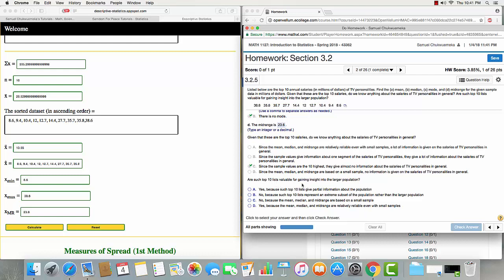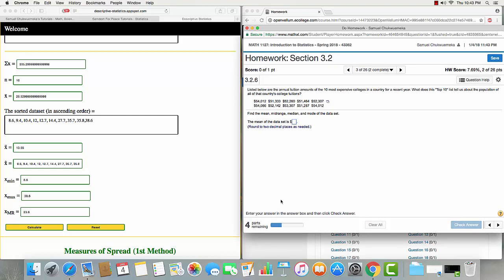But these top 10 lists are just that. If you bring it down over here, you say the top 1%, right? The top 1% control the other 99% based on financial worth. So this top 10 salaries, no, it doesn't give us insight into the larger population. It just gives us information about those people who are really, really rich. Because these are millions of dollars. That's a lot of money. A and D are not correct. So I would go with B, because such top 10 lists represent an extreme subset of the population, rather than the larger population. So it's B.